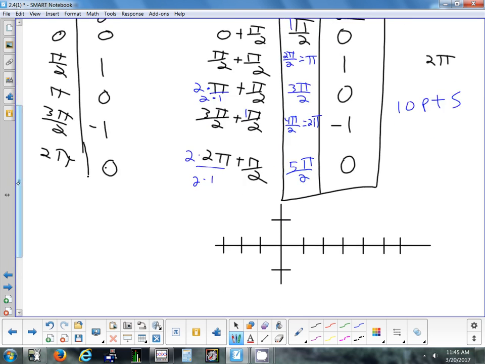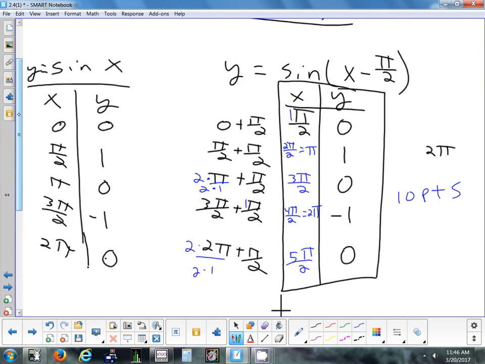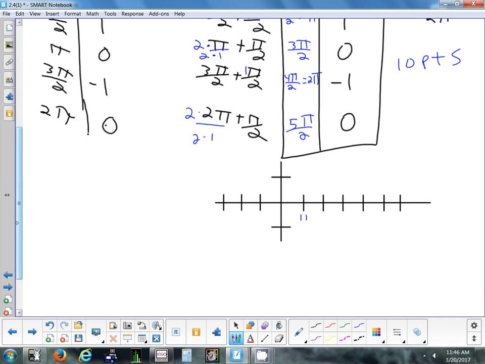I don't think it's a good idea to number your x-axis 1, 2, 3, 4, 5, 6 in this problem, because you're working with numbers that are messy, like pi over 2. That's 1.57. Pi is 3.14. So I'm going to number my x-axis using the labels in my table. So this will be pi over 2, pi, 3 pi over 2, 2 pi, 5 pi over 2. If that was in degrees, it would say 0, 90, 180, 270, 360, 450. They're all 90 apart. They're all equally spaced.